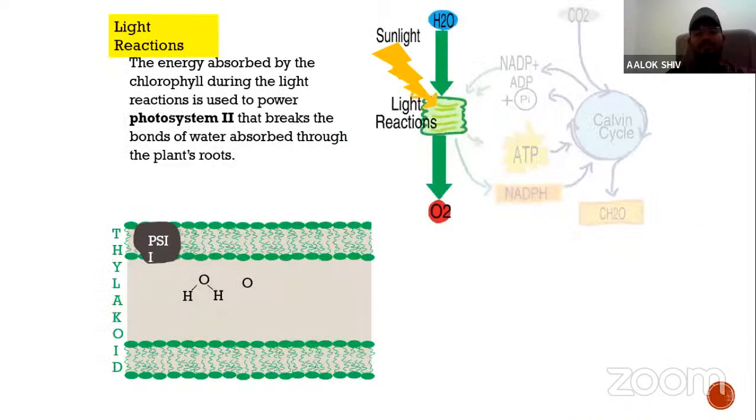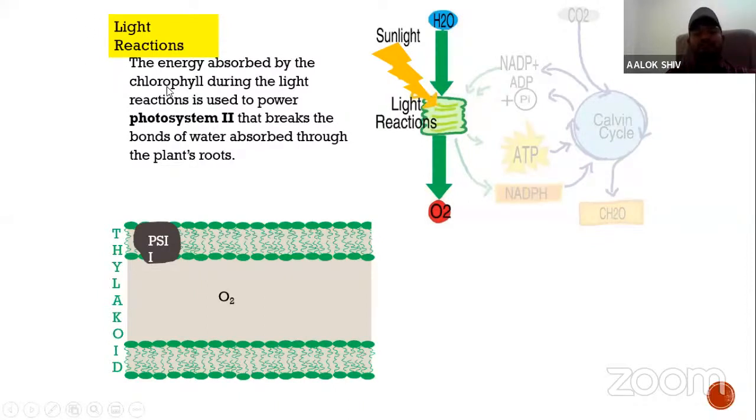So now we'll see this light reaction in detail. What actually happens in the light reaction? The energy absorbed by the chlorophyll during the light reaction is used to power the photosystem second that breaks the bond of water absorbed through the plant root. Here we can see the water which is absorbed by the plant root is dissected, or the bond between the water's oxygen and the hydrogen is split into H plus and O2, and this energy is obtained from the sunlight.